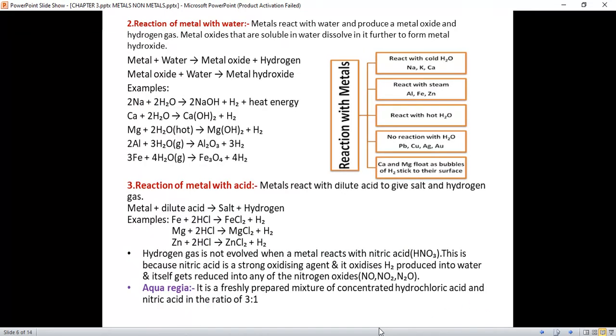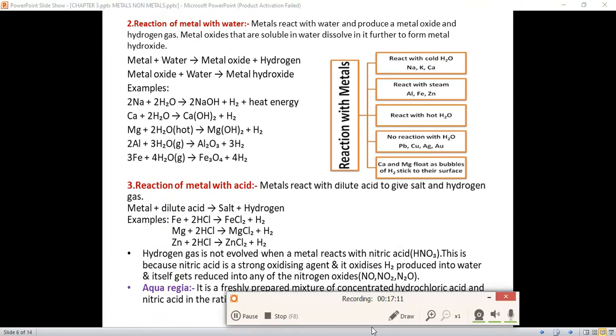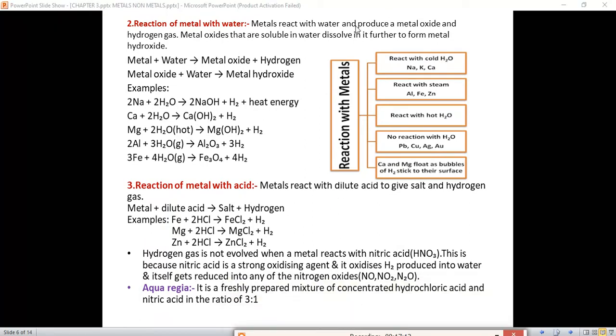Our next topic is the reaction of metals with water. Now let's see what products we'll get when metals react with water. Metals react with water and produce a metal oxide and hydrogen gas. Metal oxides that are soluble in water dissolve in it further to form metal hydroxides. Okay, metal oxides will again react with water to form metal hydroxide. Metal reacts with water to form metal oxide plus hydrogen gas. Next, this metal oxide will again react with water to form metal hydroxide.